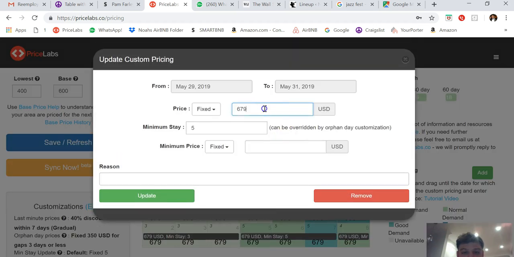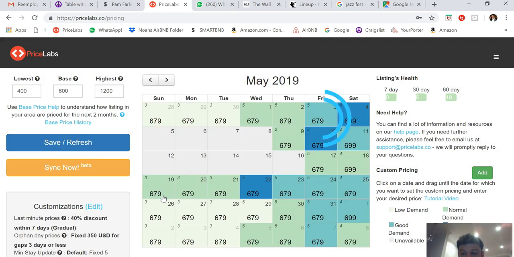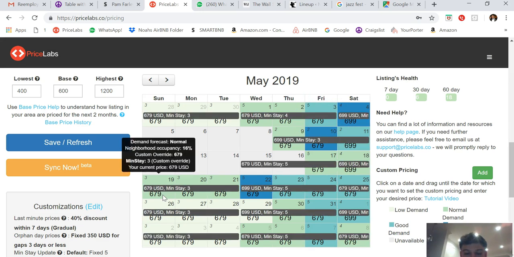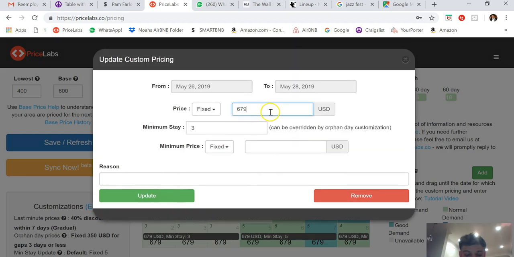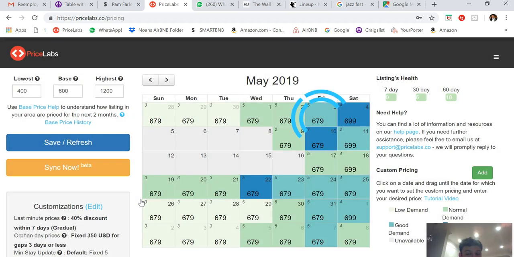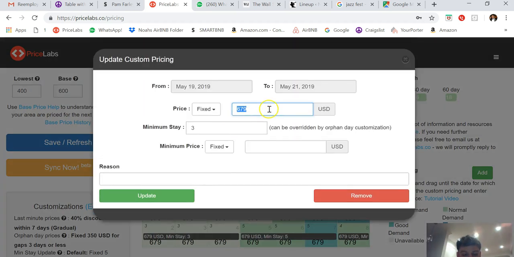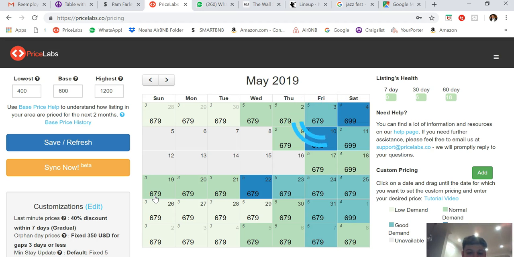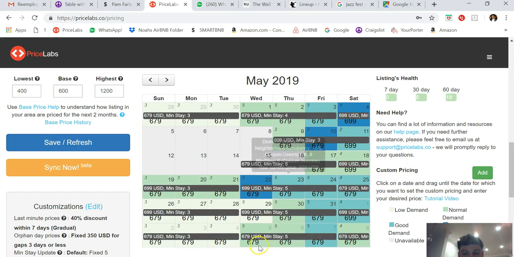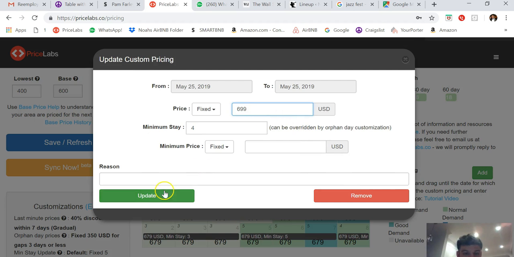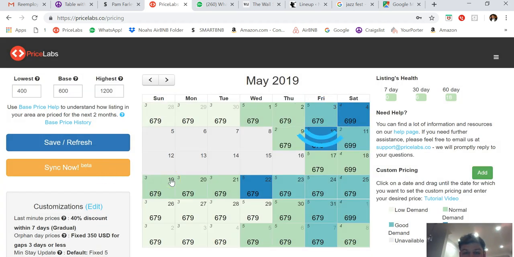Because if we're getting booked, that clearly shows that we're very competitive for our property. So we can push the price up across the board. Not a huge change, but hey, why not? So I'll go ahead and make all those changes. I'll change all these to $6.99, and I'll sync now, and that'll be it.